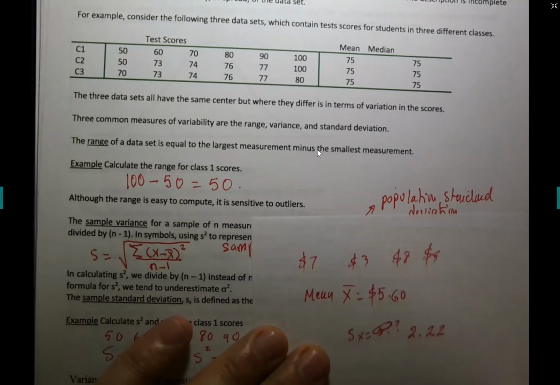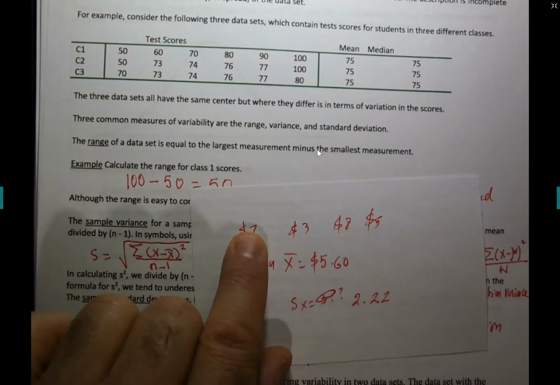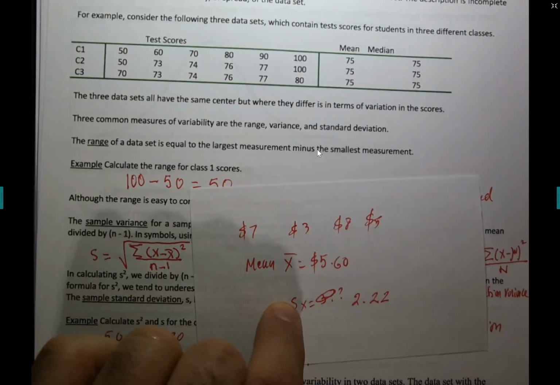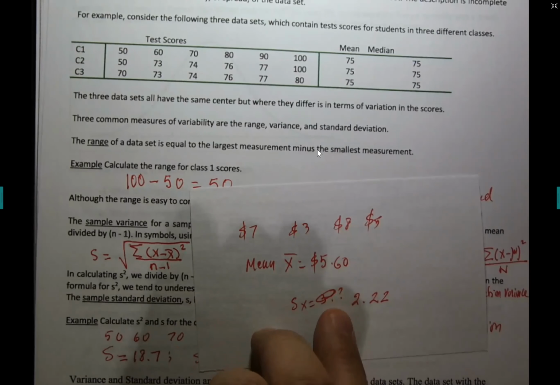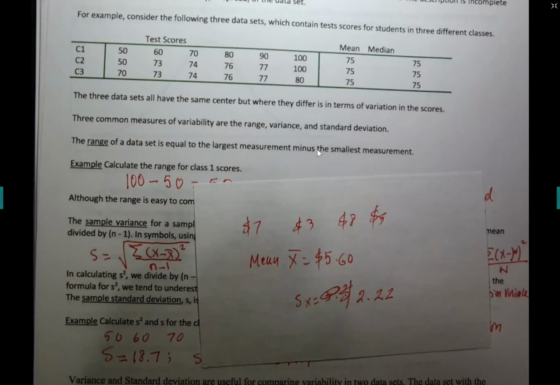What do you guys think the unit is? The actual values are in dollars. The mean is in dollars. The standard deviation is how much each value deviated from the mean. So what do you think the unit is going to be here? Dollars. Exactly. So what I'm trying to tell you guys is that the standard deviation takes the same unit as the original data set.